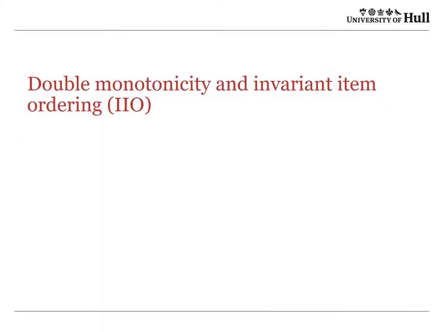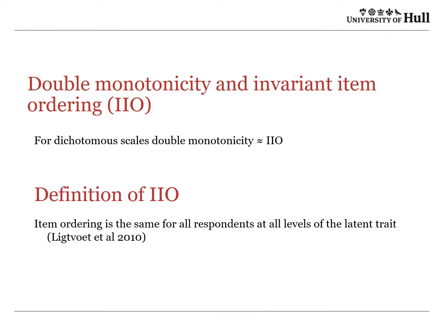So, next we look at double monotonicity and invariant item ordering. Well, for dichotomous scales, double monotonicity is kind of the equivalent of invariant item ordering. It isn't exactly the same. For invariant item ordering, you have to have a very special property indeed. And the definition of invariant item ordering is that item ordering is the same for all respondents at all levels of the latent trait. But invariant item ordering is really something that's only recently been studied in polytomous items.